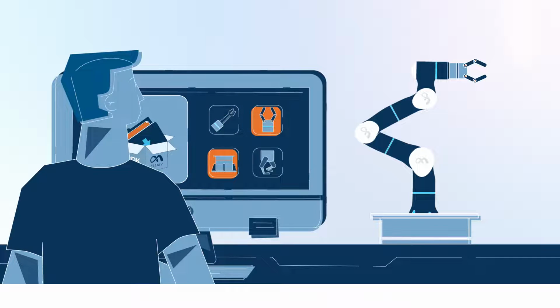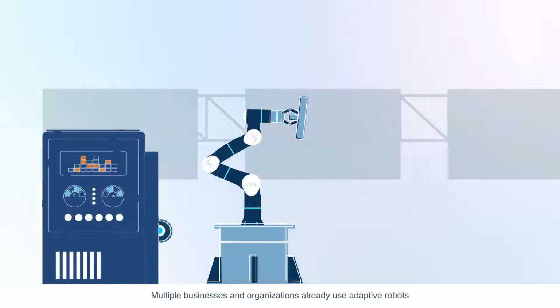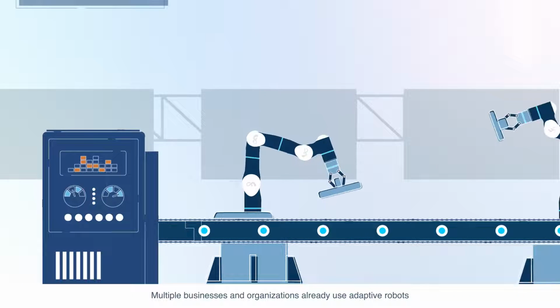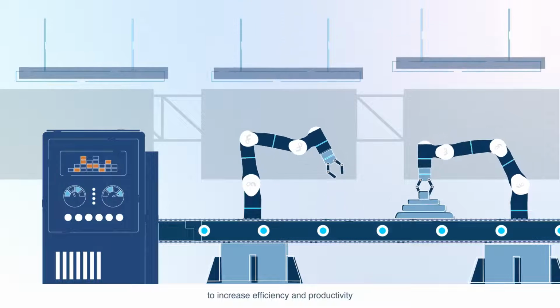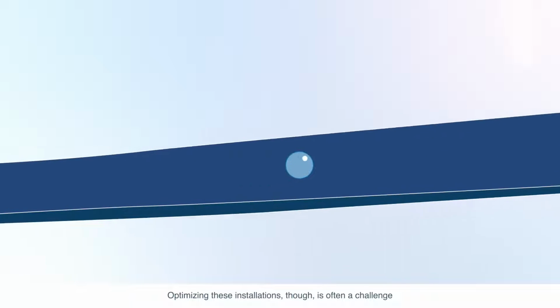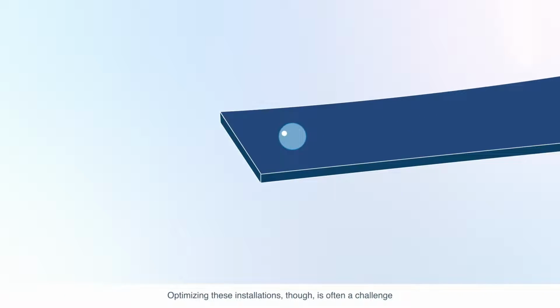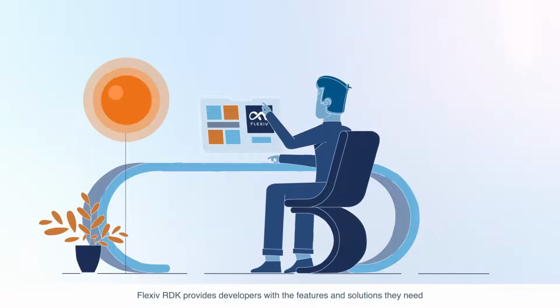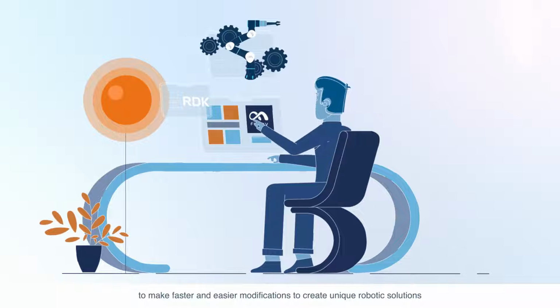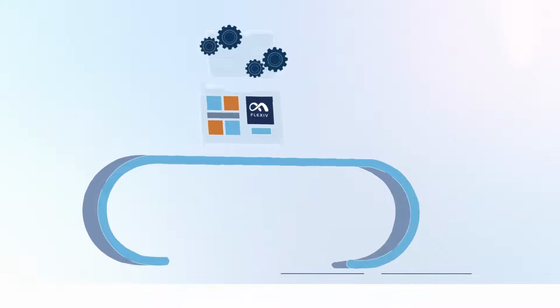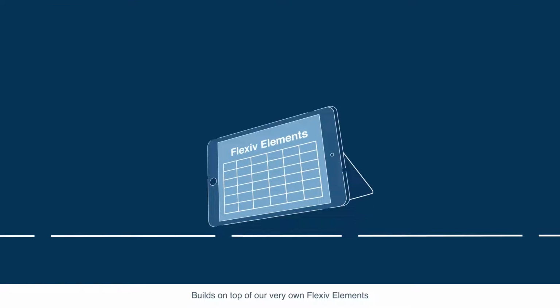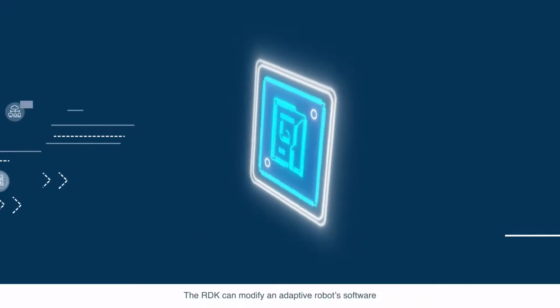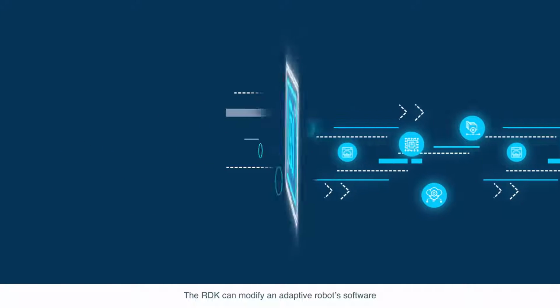Multiple businesses and organizations already use adaptive robots to increase efficiency and productivity. Optimizing these installations, though, is often a challenge. Flexiv RDK provides developers with the features and solutions they need to make faster and easier modifications to create unique robotic solutions.